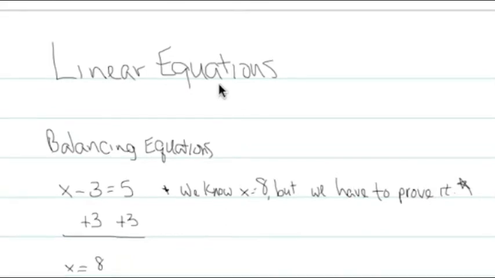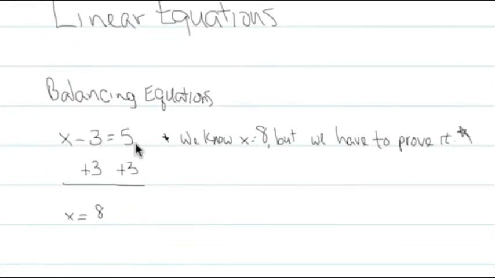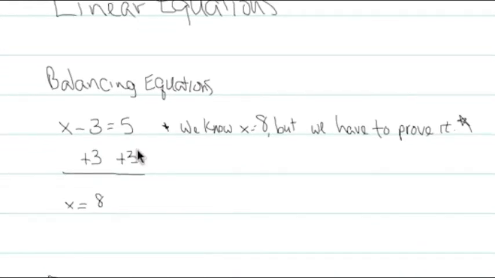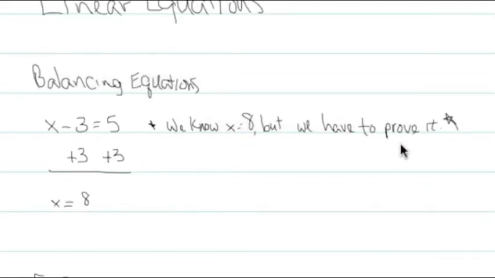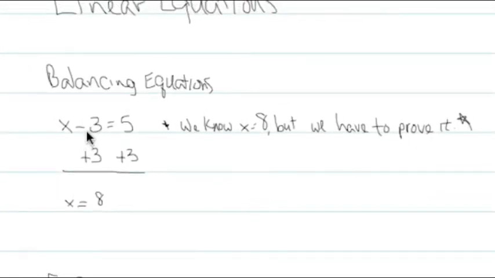So here we go. We're going to balance this equation: x minus 3 is equal to 5. We know that a number minus 3 that equals 5 would be 8. We know that that would be the number. However, we have to prove it by math. So we do something called balancing the equation.